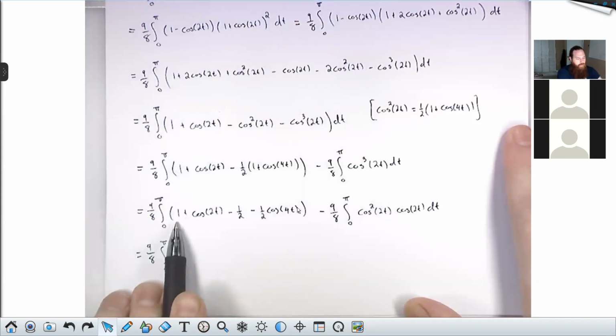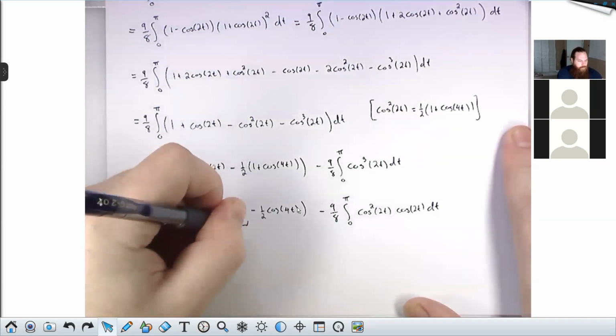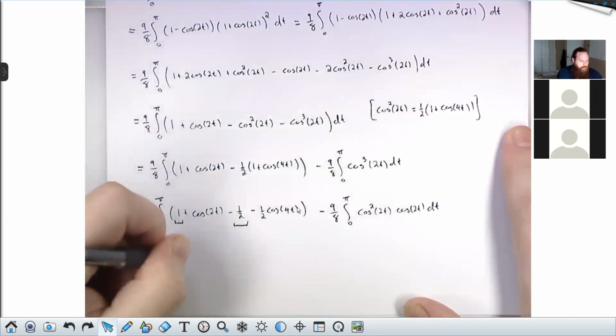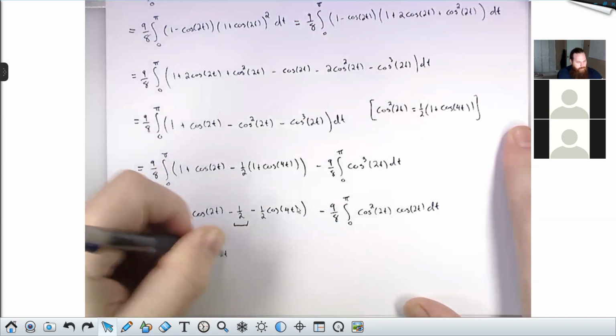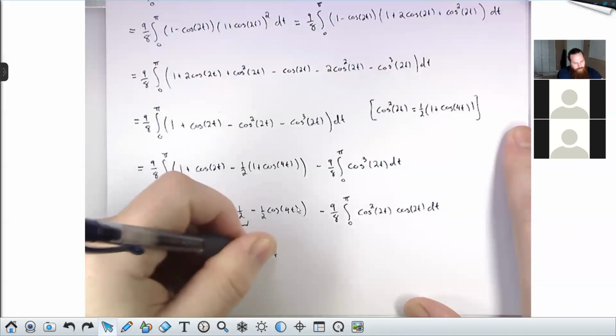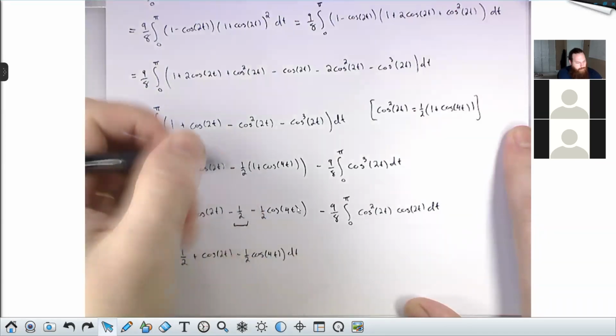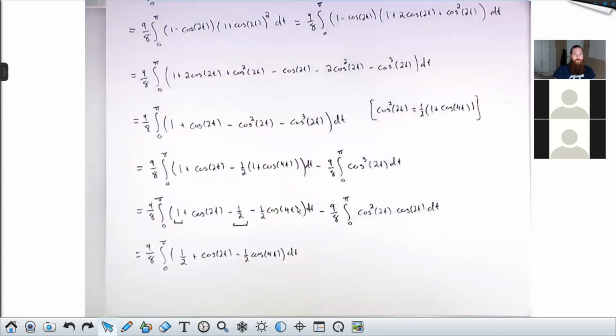If I put this 1 and this minus 1/2 together, those are both constants. That'll give me a positive 1/2. And then I'll have plus cos 2t minus 1/2 cos 4t. Oh, I've been leaving my dt's off. There we go. All right, this is pretty much done now. Happy with this. I can integrate this using micro u subs and everybody's good.